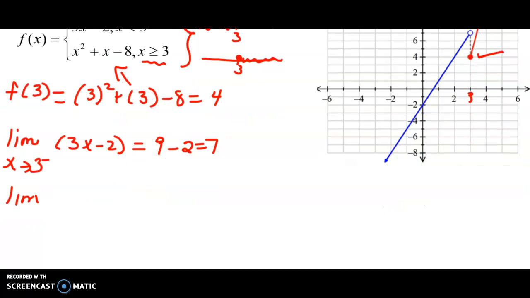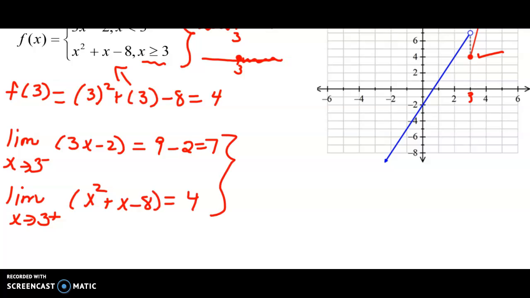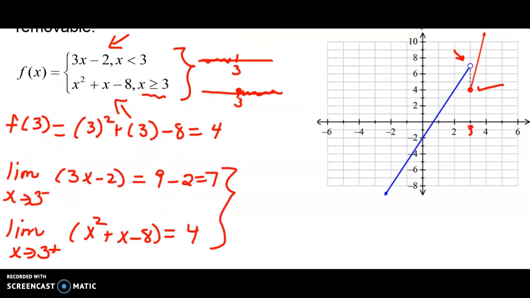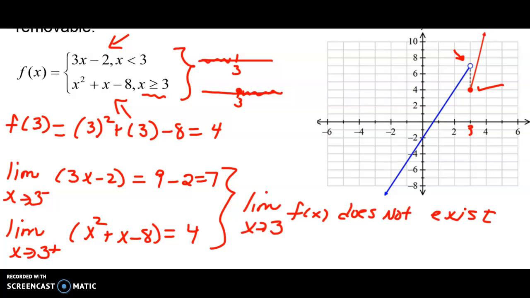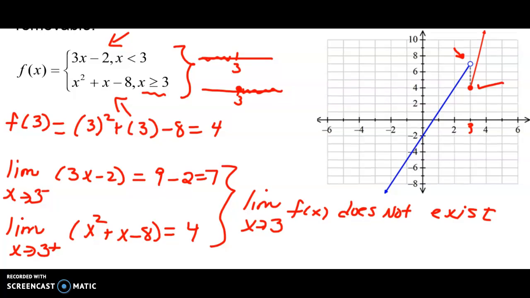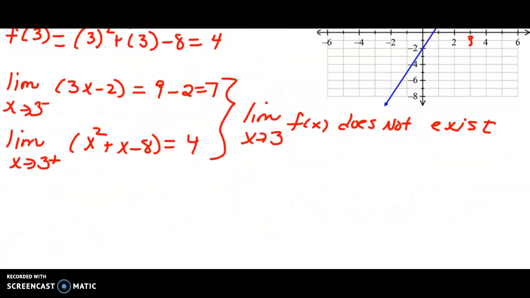I'm going to perform the right-hand limit, and I'm going to use the quadratic function and substitute the value of 3 in, which I know is 4. Now the left and right-hand limit are different, which means the limit does not exist. So the limit as x approaches 3 of this function does not exist. And if the limit doesn't exist, we know that we have a discontinuity.